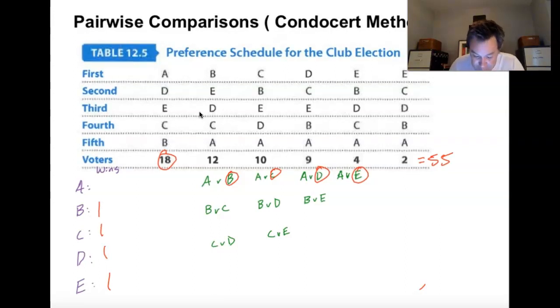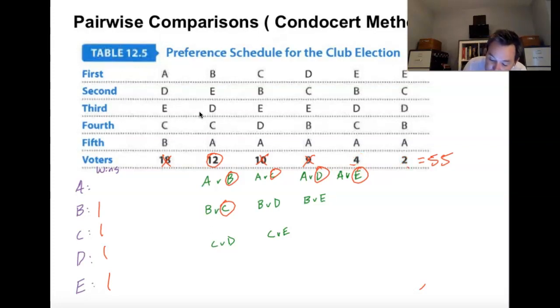Now let's look at B versus C. I'm just going to look at candidate B versus C. Candidate B does not win that first column because C is higher ranked. B does win these 12. Does not win the next column. Does not win the next column. C is ranked higher. Does win these 4. And does not win the last column. So candidate B only got 16 votes, which means candidate C got the remainder, which is 39. So C wins that one.